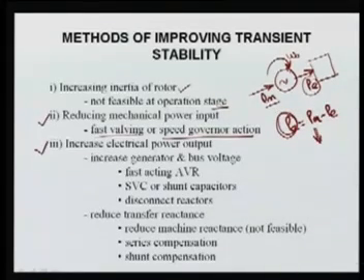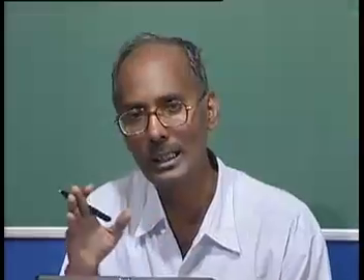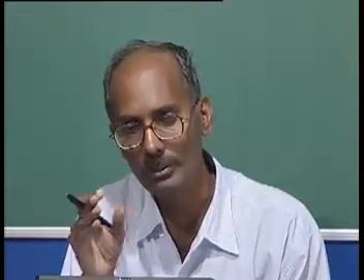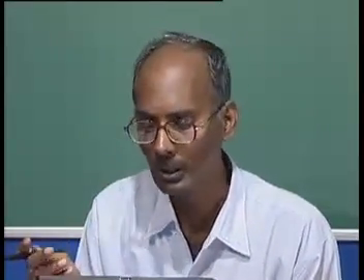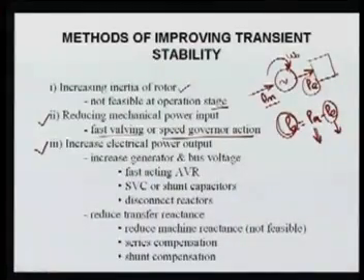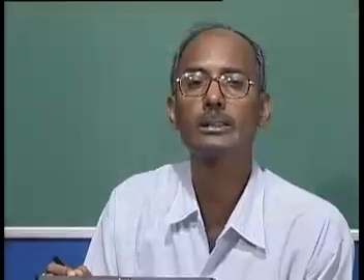Third option is to increase the electrical power output. Means, as I said, during the disturbance this will be reduced. So if anyhow we can increase this PE, again the oscillating power will be minimized, and therefore we can reduce the delta angle of the internal machine, and then we can improve. Now to increase this, it depends upon several factors.